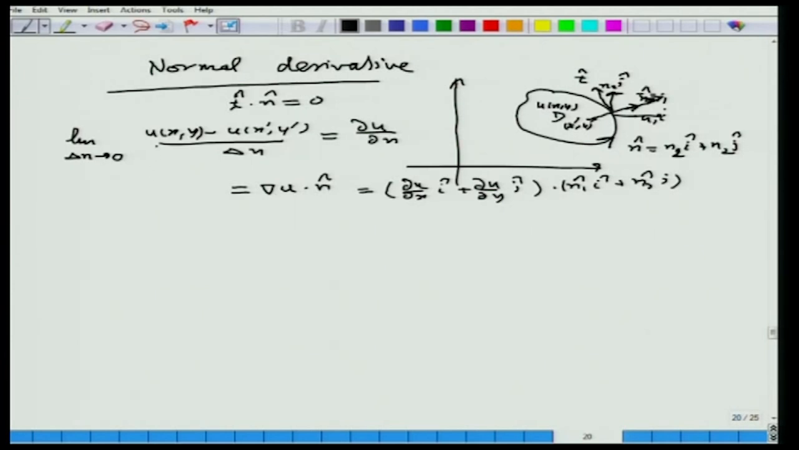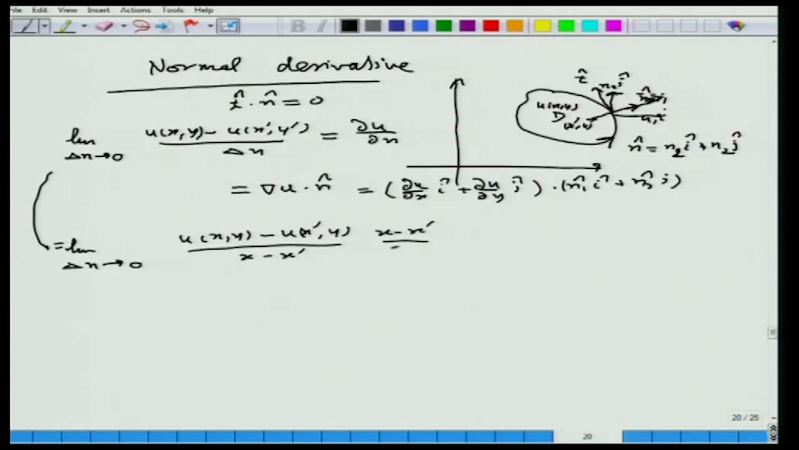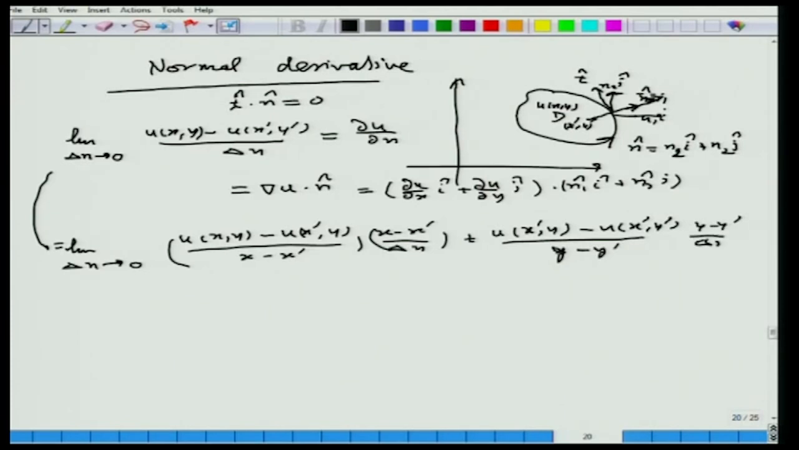How do we see this? You can do it like this. This thing can be seen to be equal to the limit as delta n tends to 0 of [u(x, y) minus u(x', y)] over (x minus x'), and then (x minus x') over delta n, plus [u(x', y) minus u(x', y')] over (y minus y'), and then (y minus y') over delta n.